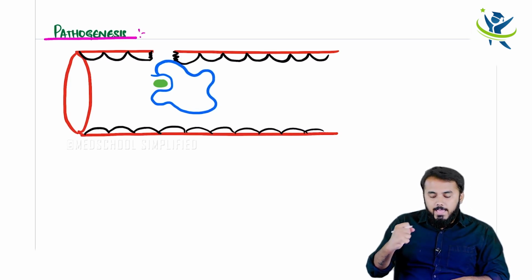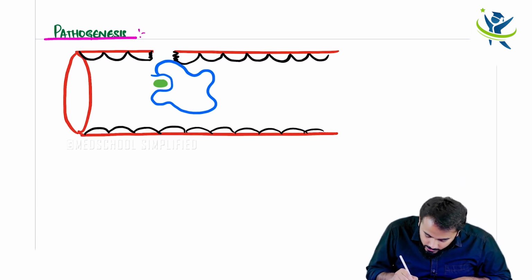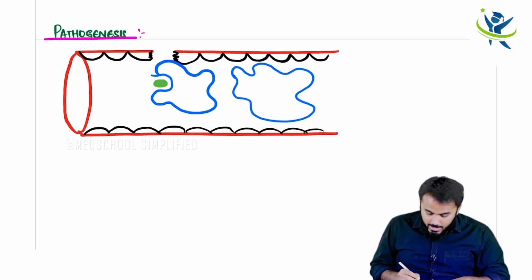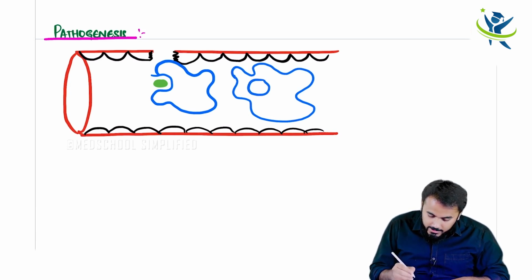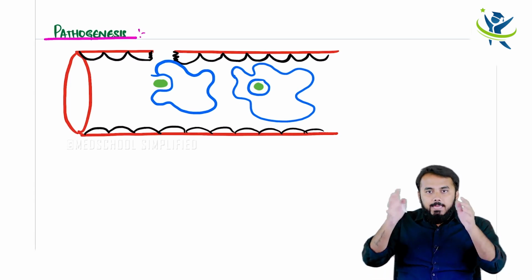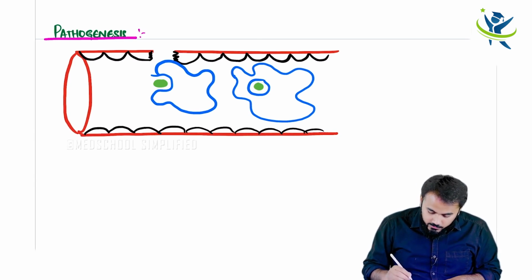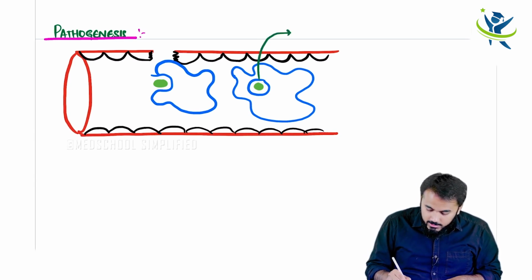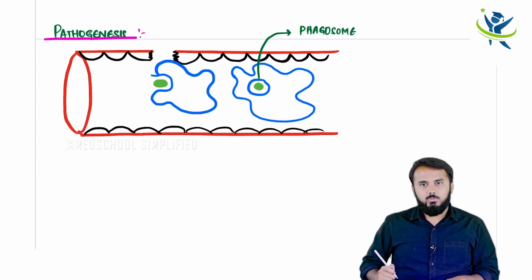Now macrophages will engulf them by a process called endocytosis. After engulfing them, how does a macrophage look? Let us say this is the macrophage, and this macrophage has engulfed this bacteria. Now the bacteria is inside here, kept in a vesicle. Now all of you should tell me the name of this vesicle. This vesicle is called phagosome.